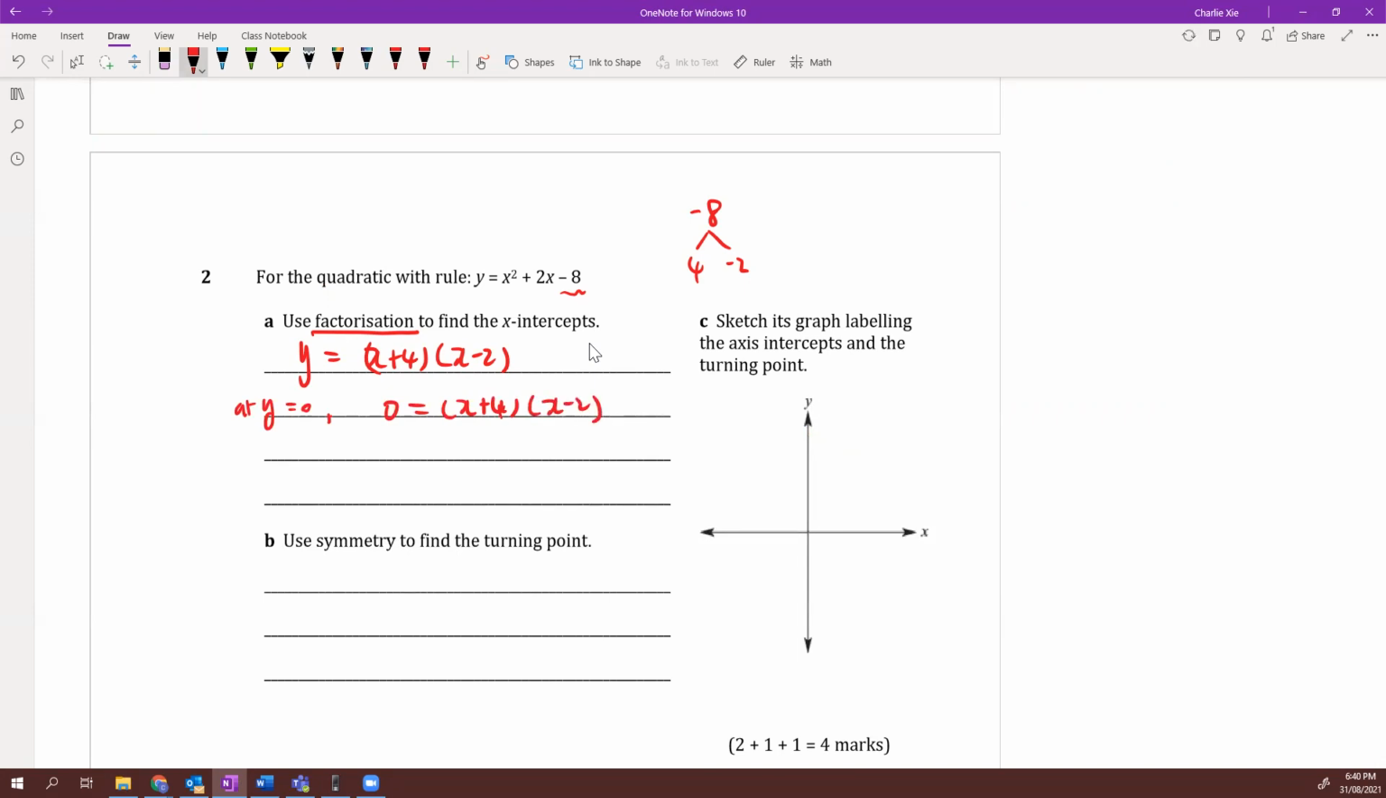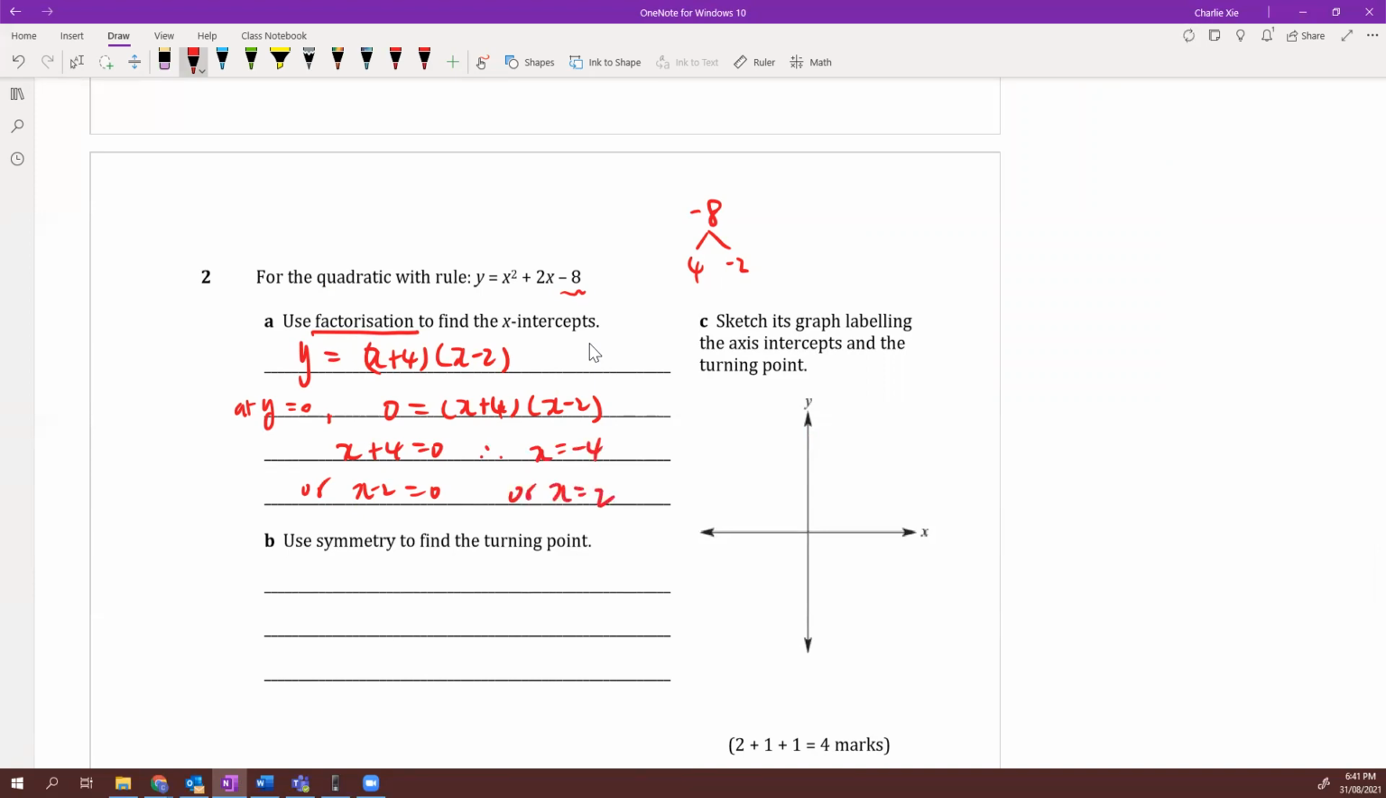Okay, so this question becomes solving this equation. What x value will make this product, x plus 4 times x minus 2, equal to 0? That's why we need to apply the null factor law. So two options: x plus 4 equals 0 or x minus 2 equals 0. Either this part equals 0 or that part equals 0. Therefore, x equals negative 4 or x equals 2.